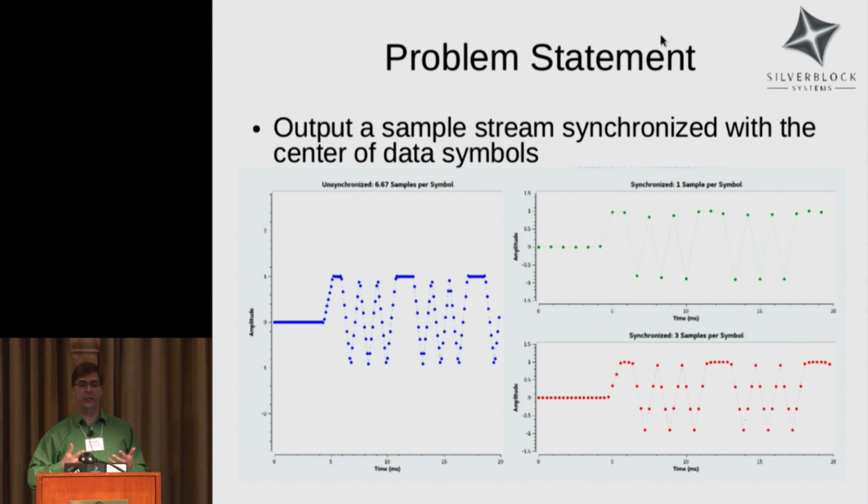Okay, so symbol synchronization. This is sort of a graphical problem statement here. We want an output sample stream that is synchronized with the center or the optimal sampling point of our data symbols. So here on the left, we have a notionally unsynchronized sample stream coming in, and what we would like is something like on the top left or top right in green is 1 sample per symbol, taken at the center of a symbol. Or maybe something more exotic like 3 samples per symbol, again, synchronized, at least one of those 3 samples at the middle of a symbol.